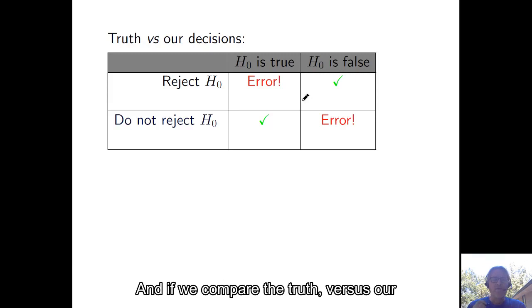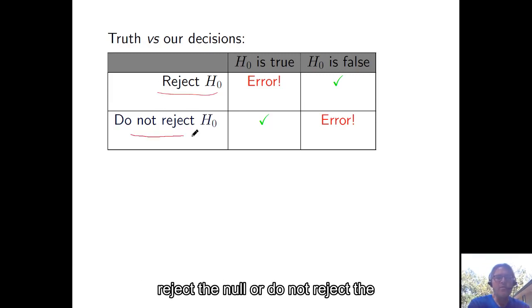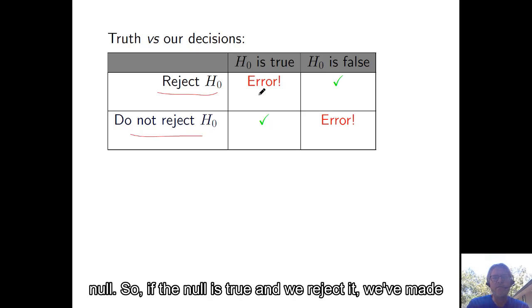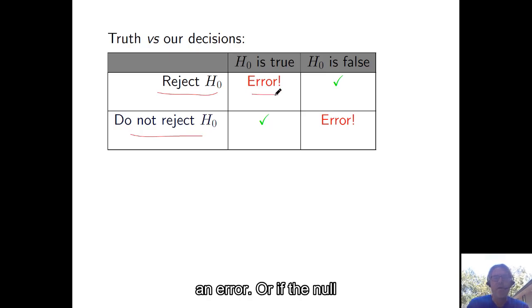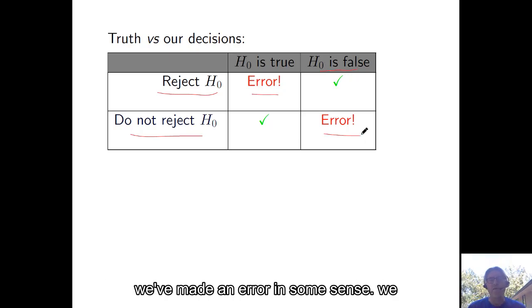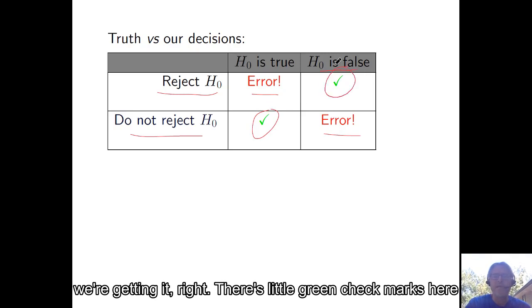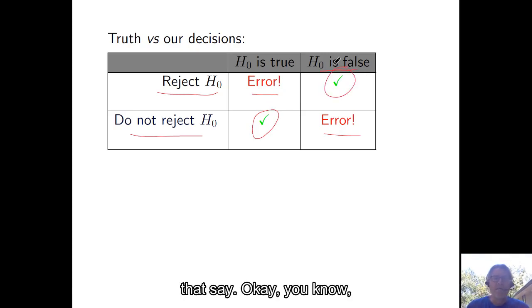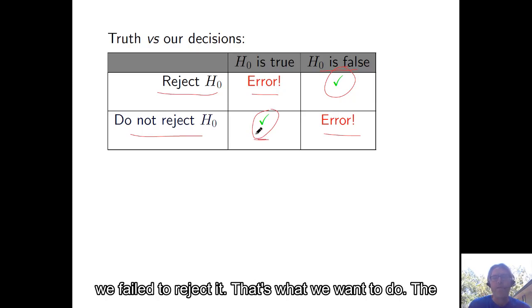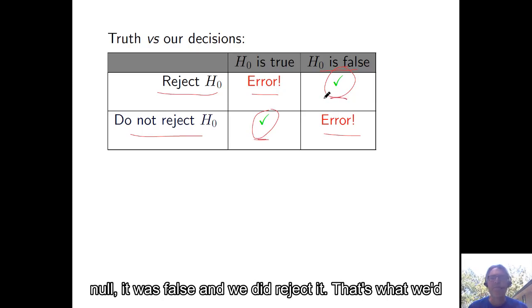And if we compare the truth versus our decisions, our decision is either to reject the null or not reject the null. So if the null is true and we reject it, we've made an error. Or if the null is false and we do not reject it, we've made an error in some sense. We failed to reject it. In other cases, we're getting it right. There are little green check marks here that say, okay, the null was true and we failed to reject it. That's what we want to do. The null was false and we did reject it. That's what we'd like to do.